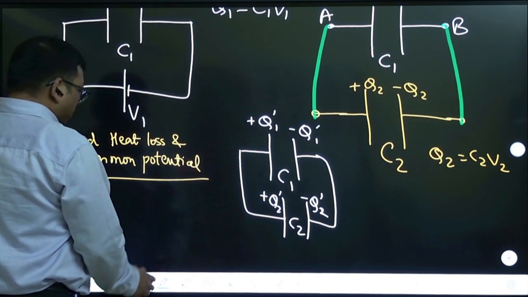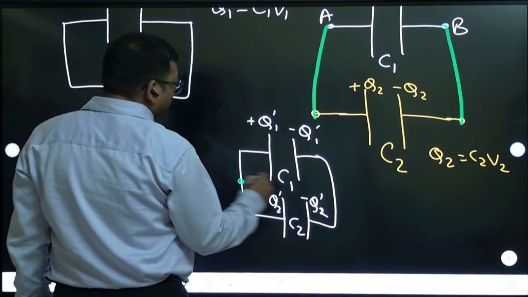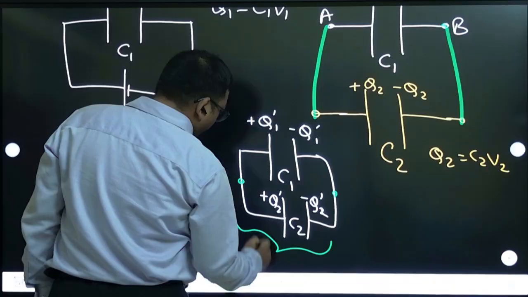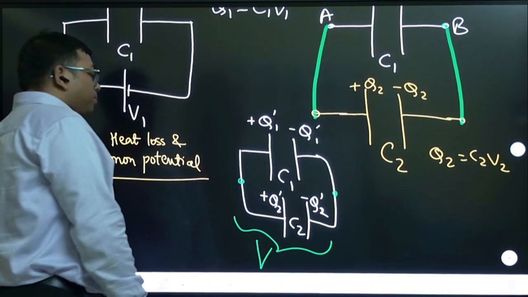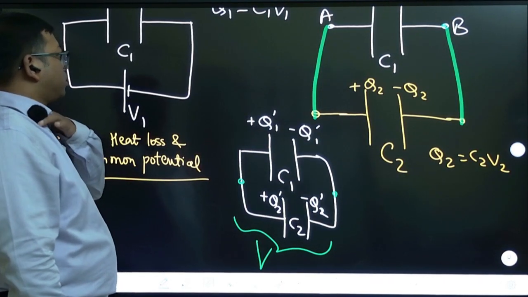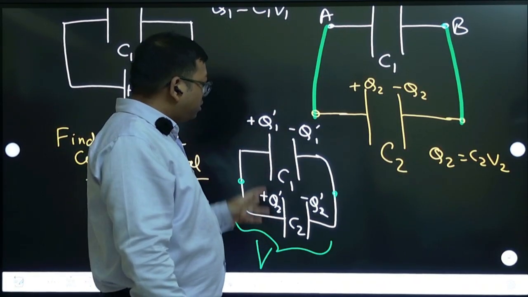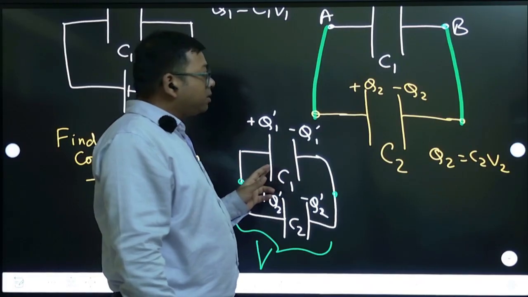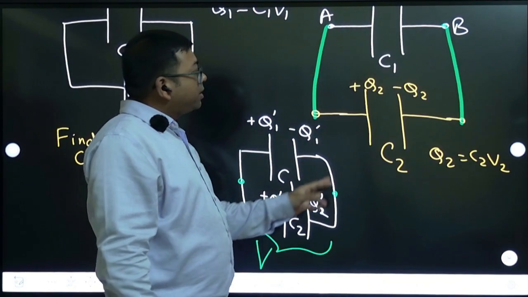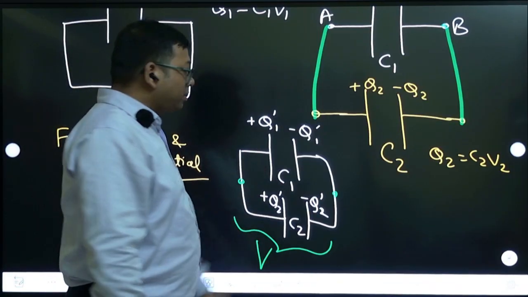So how do you calculate that? Common potential means it will develop now a common potential. Let us call that common potential V. So the same potential will be there. First of all, note that the total charge present, charges cannot be destroyed. So Q1 plus Q2 is the same as Q1 dash plus Q2 dash. Total charge will remain constant.